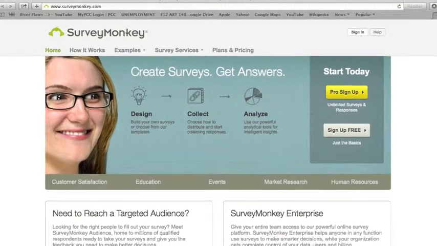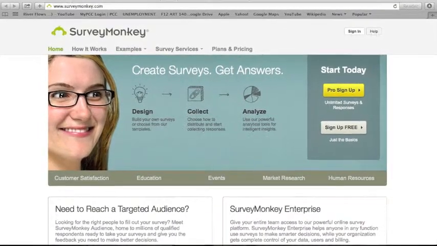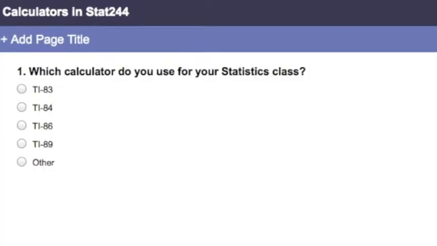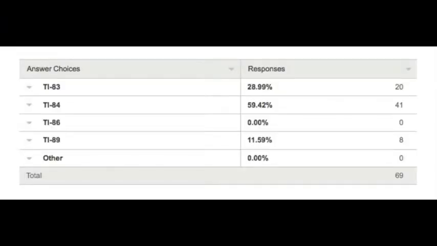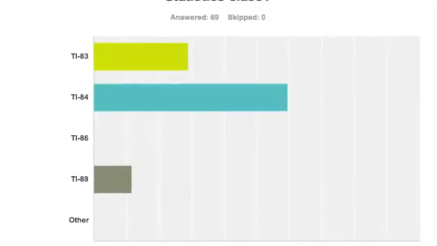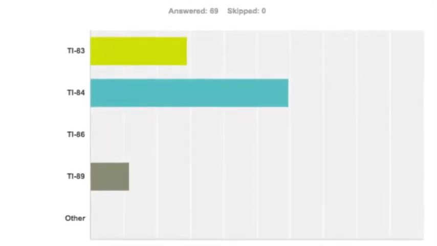To gather data for our observed values, we used SurveyMonkey.com. We created a one-question survey asking people which calculator they used for Rachel Webb's stats class. We then sent the survey to all of our classmates through D2L. We received 69 responses, which we then used for our observed values.